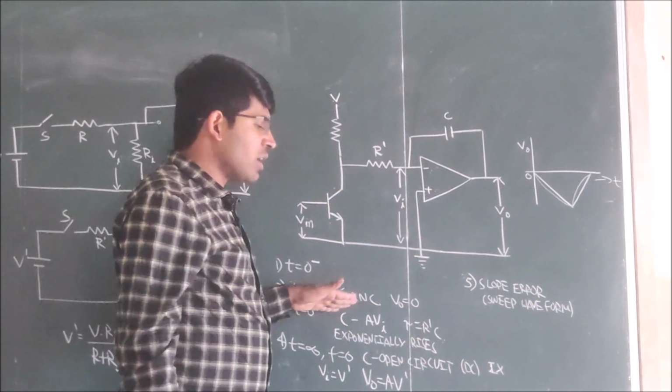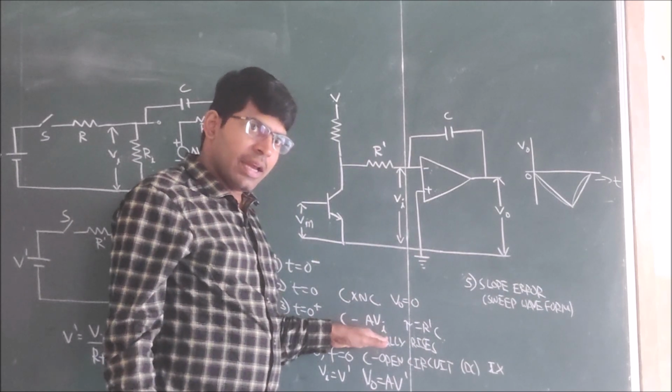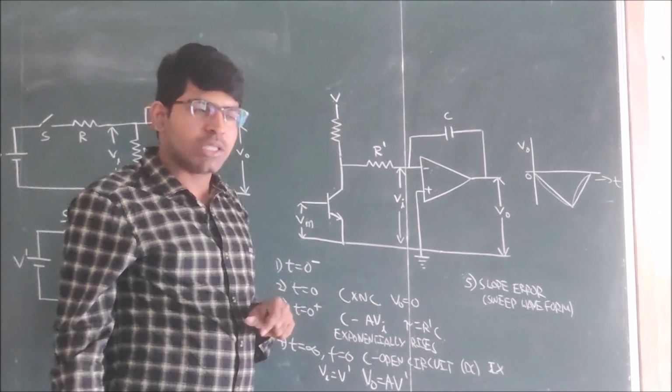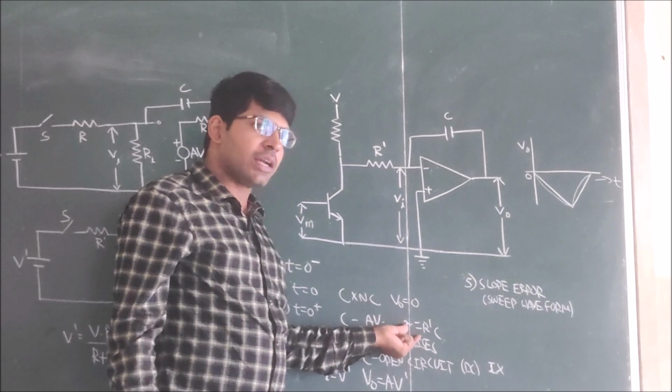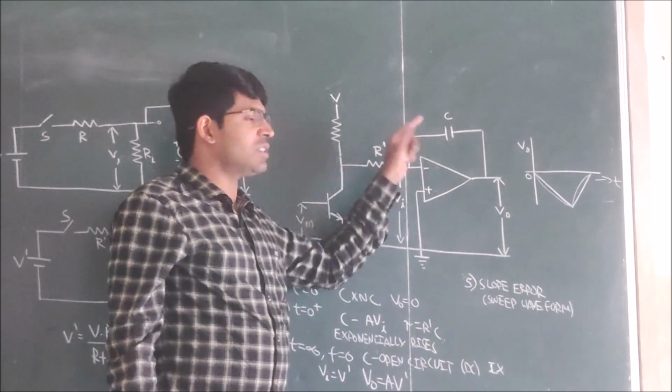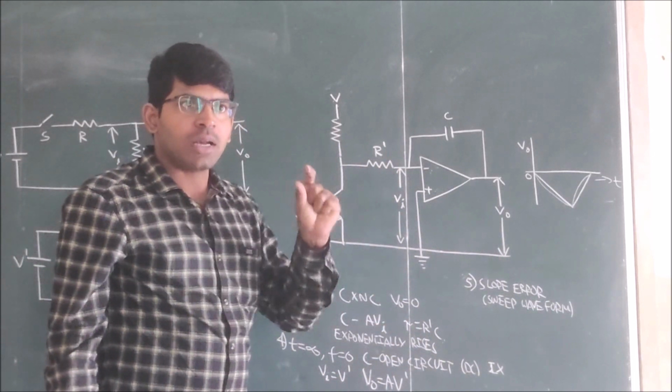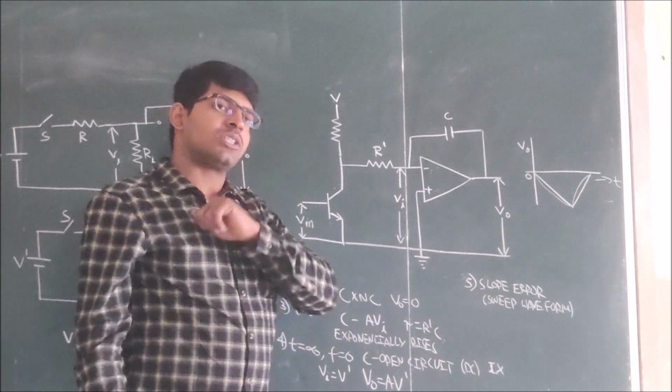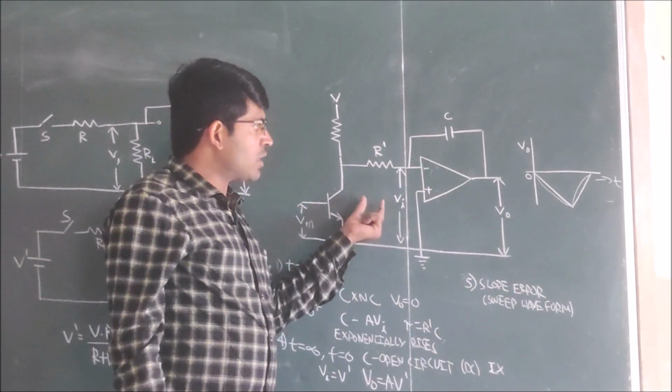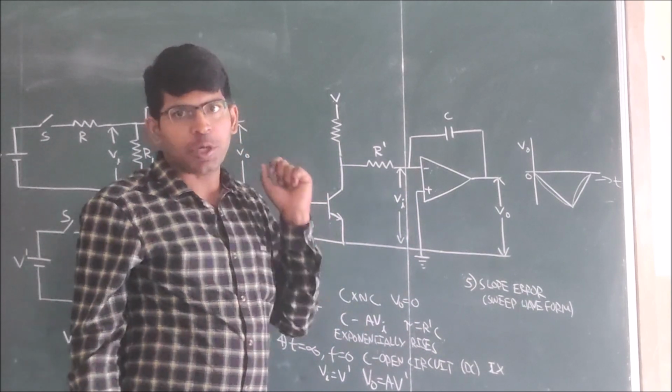The capacitor starts charging, and in what time the capacitor will be charged, that will be given by the time constant R dash C. This is R dash, this is C. If the time constant is low, capacitor will be charged fastly. If the time constant is more, capacitor will be charged slowly.